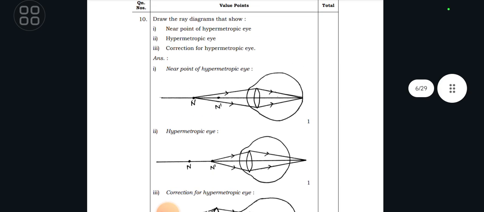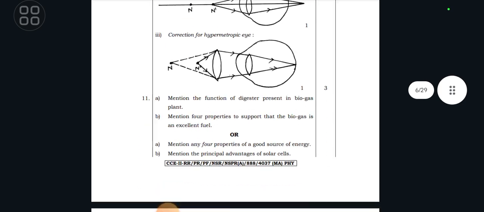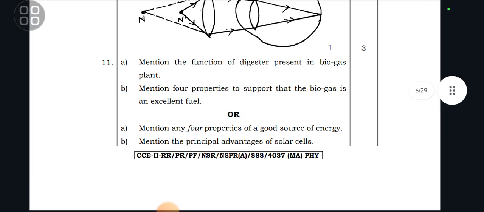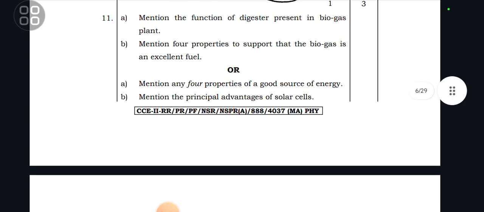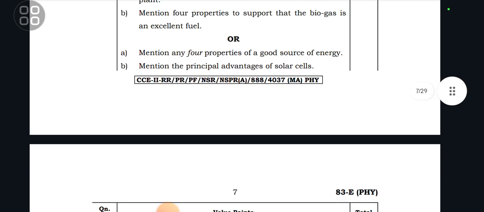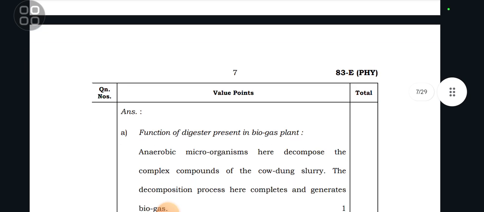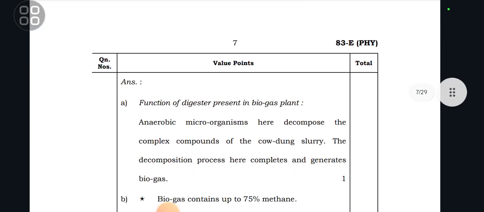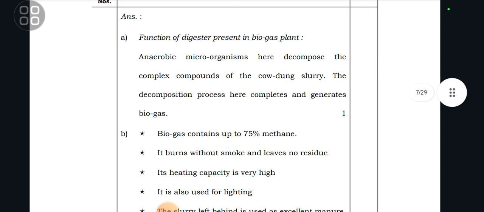Here is the 10th question. You will draw 3 diagrams. Now I will scroll the paper and whenever it is necessary, I will read. See the questions, how they are asked, and you should write the answers point wise. Writing point wise is beneficial to you because writing in points will give you the marks, and the evaluator will be a little bit impressed with you.